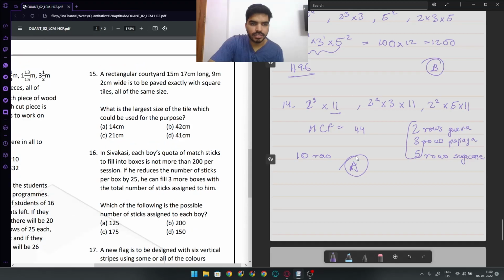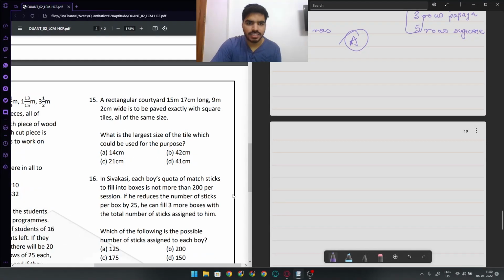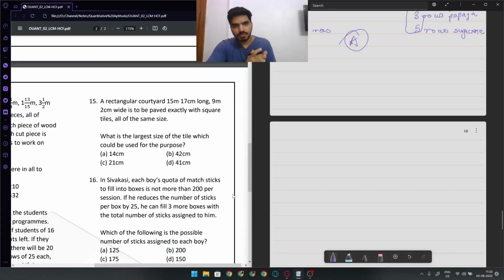15th question. Again, if you are all able to figure out, we have come this far. Again, HCF you have to find, nothing else. You have to keep the minimum number of tiles. You'll find the maximum length that should be divisible by that, and square tiles are there. So in such a way.